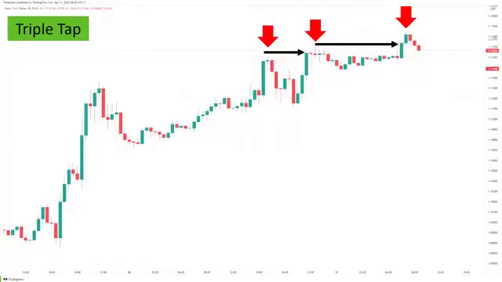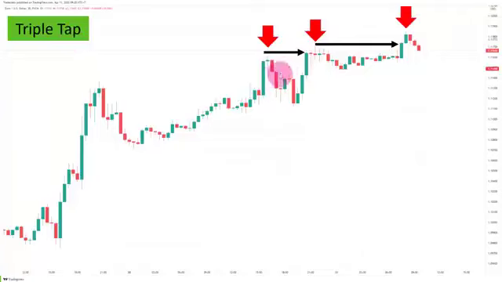Triple tap, one of my favorite patterns. It's a very, very important pattern to note. And the triple tap can help you understand when trends are likely to end and be over. Ideally, you want to look for a triple tap in an existing trend. So if the market has been trending for a long time and then you see a triple tap, that's where you want to really get interested.